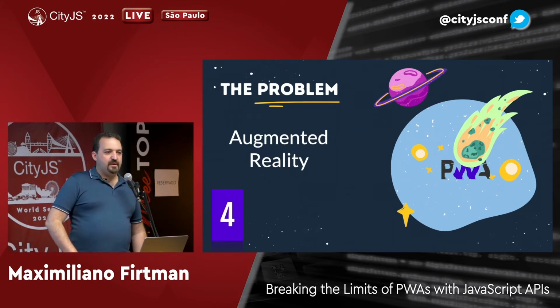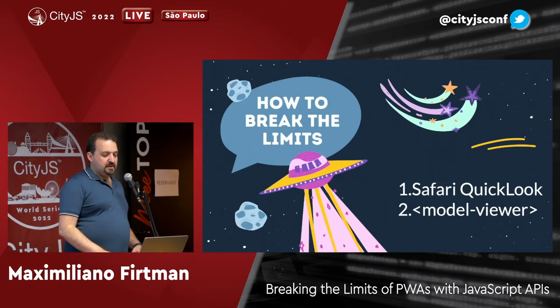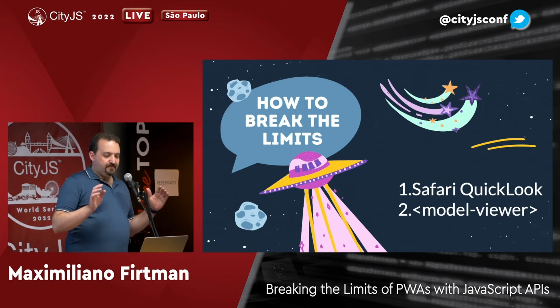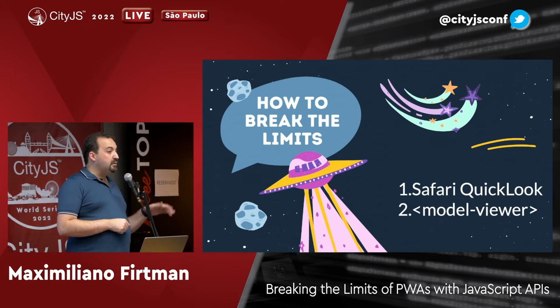Another problem, augmented reality. So today doing AR, augmented reality, for the web is kind of tricky. But today we have two ways to break the limits. One way is called Safari Quick Look, and the other one is called Model Viewer.